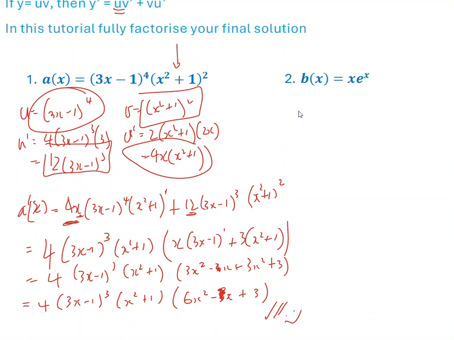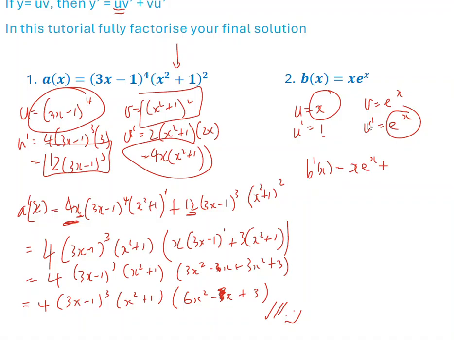Looking at part 2, u is going to be x, so u dash will be 1, v is going to be e^x, so v dash will be e^x. And b dash of x will equal u times v dash, x times e^x plus 1 times e^x is e^x. And I can see an e^x was a common factor, and will leave me x + 1 as being my final answer.